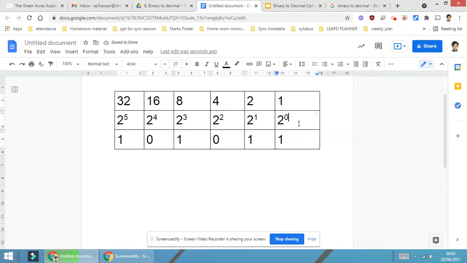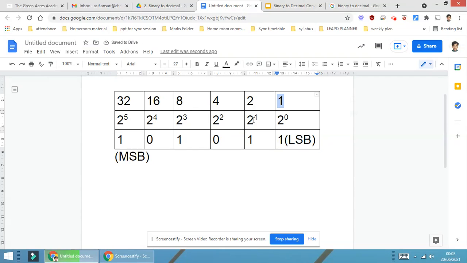Now, as we have already learned in the earlier slides, every number has to be multiplied with a power of 2, that means we will be having factors of 2. So starting with the LSB, this particular bit is called the LSB. We are very much aware that the LSB has to be multiplied with what, my dear kids? It has to be multiplied with 2 to the power of 0.